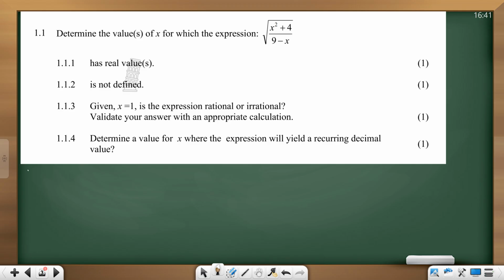Please remember, you can always call me back. What are we looking for now? Given x is 1, is the expression rational or irrational? Quickly again, what are rational numbers? Rational is a number that can be written as a fraction. Okay? And since I have a square root, for this to be a rational number, it means I must have a perfect square there.